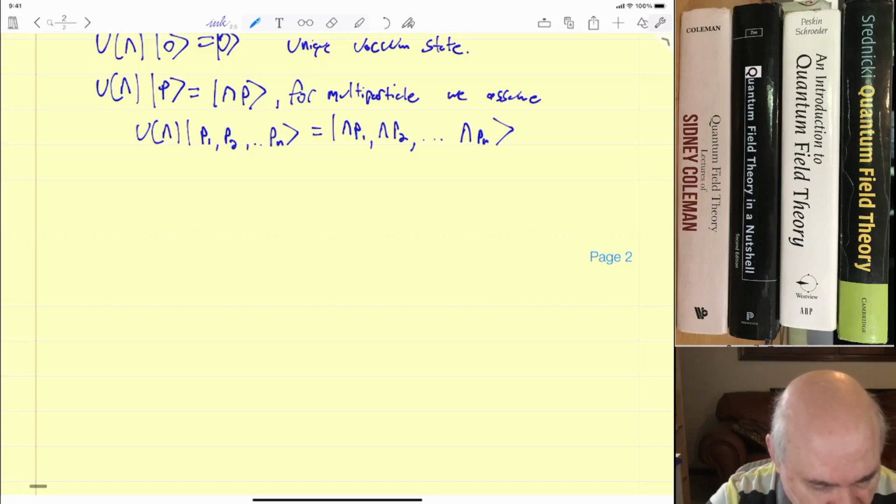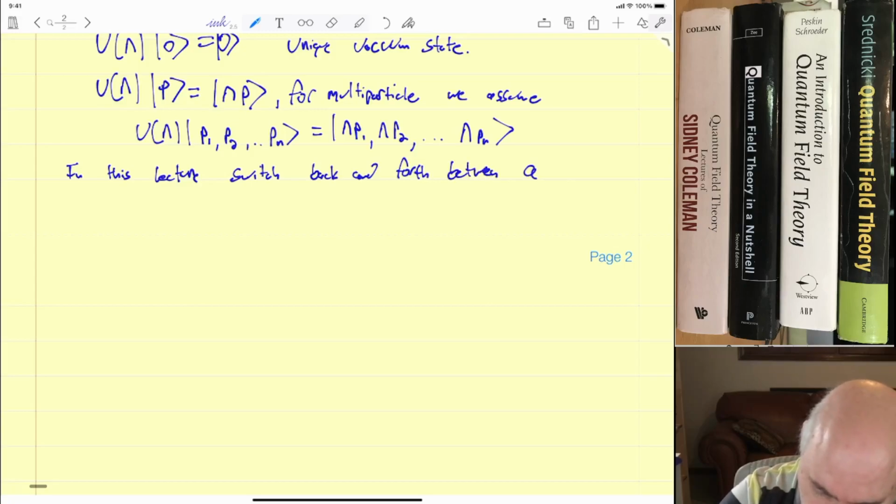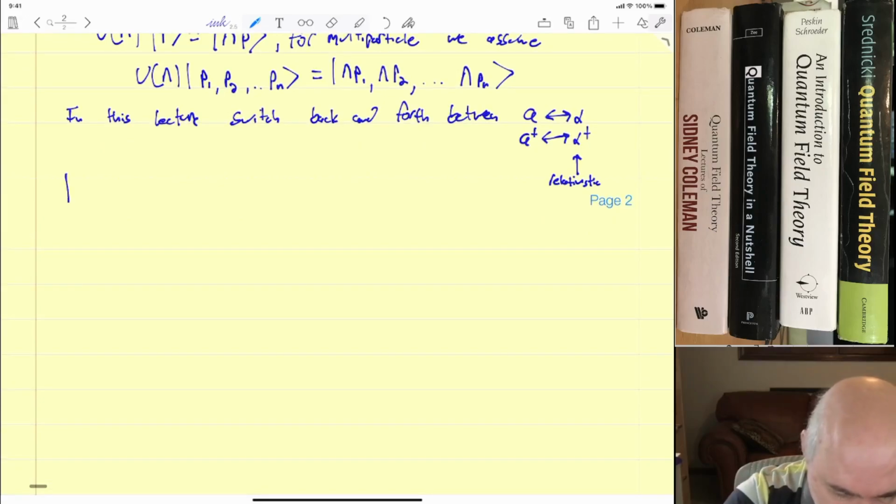Now, I'm going to switch back and forth in this lecture between the A's and the alphas, the A daggers and the alpha daggers. These are the relativistic ones, and they have different normalization and different commutation relations. Basically, they're just proportional to each other, so switching back and forth doesn't harm any arguments. So let me start to show you how to derive the Lorentz transformation property of the operators.